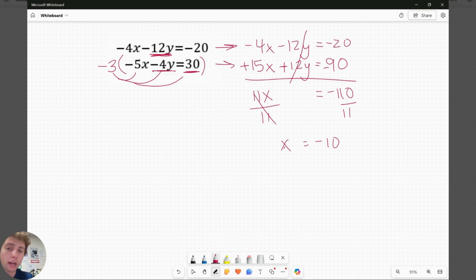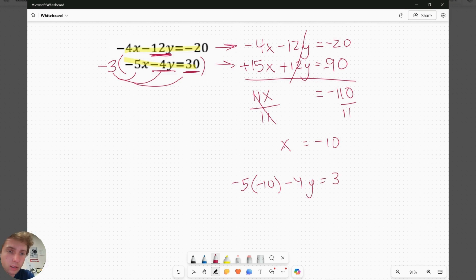Once you find one value, plug back into one of your two original equations. So if I have these two equations that are highlighted now, I can plug into either of those. Doing so, we know the x. Look at which equation might have smaller numbers. I like the bottom equation personally.